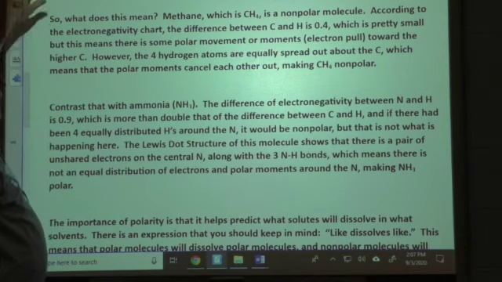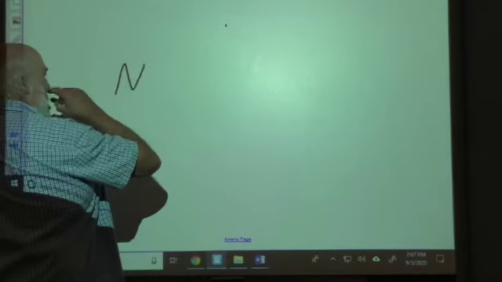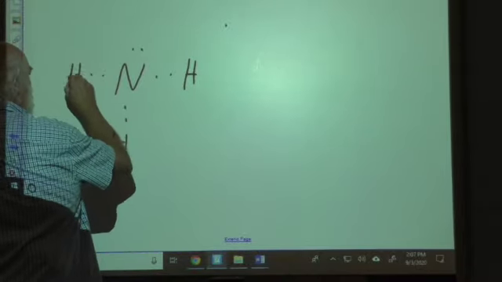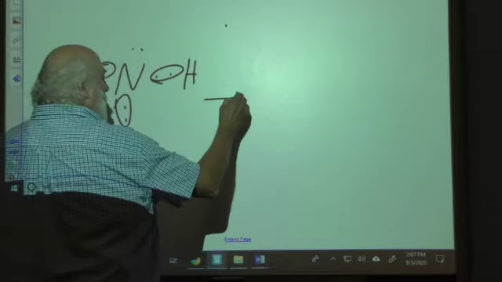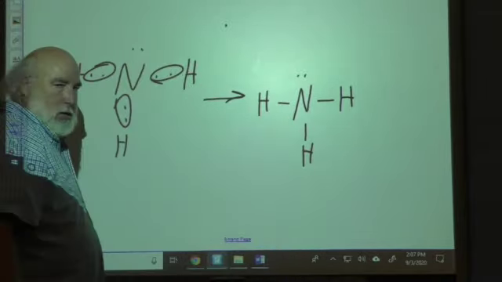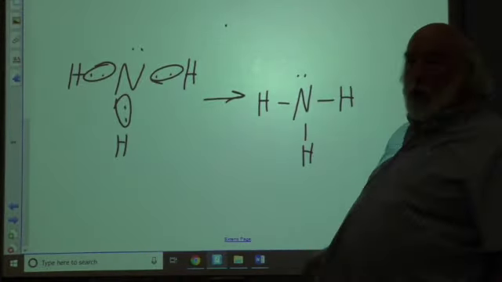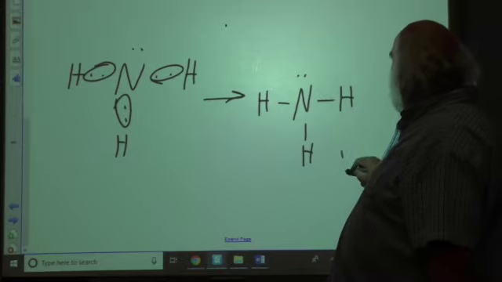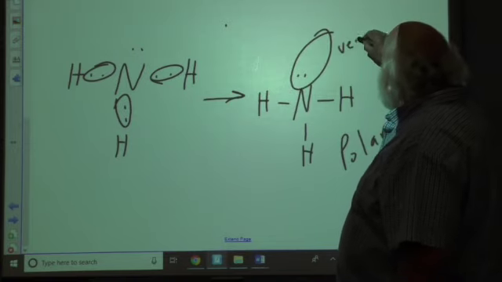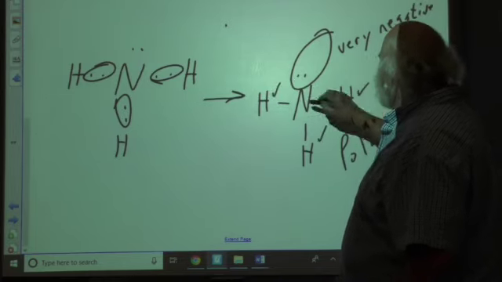So we take a look at the Lewis dot structure again. Nitrogen has five valence electrons. Hydrogen has one. Form single bonds here, here, and here, and you get that. If that had just been a hydrogen, as I was saying in that description there, that would be non-polar. That is not non-polar. This is polar to the nth degree, polar because of this electron pair, which is very negative, and these are slightly positive.